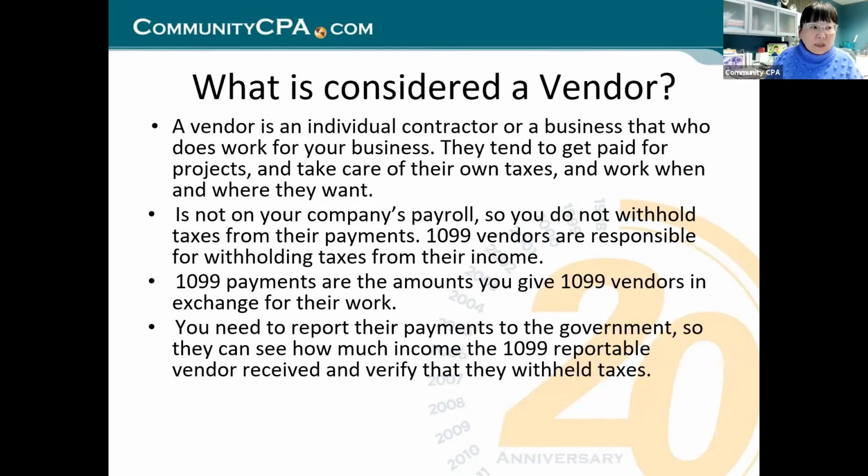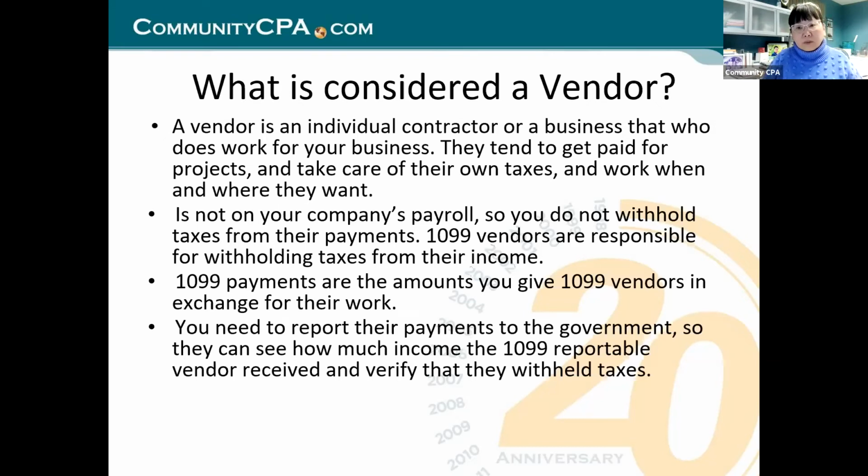So here, what is considered a vendor? A vendor is really the official name for the 1099 recipient. They're your vendor, okay? They're not your employee. And sometimes our small business owners just kind of call everybody employees, my employee, but actually they're vendors. You don't want to make this careless mistake because the IRS is hearing you. They hear you saying employee, it is employee.